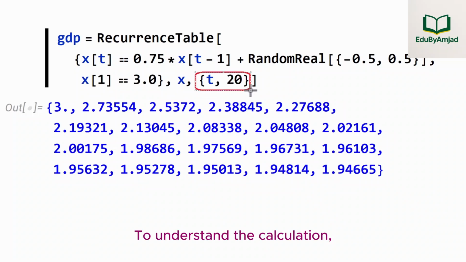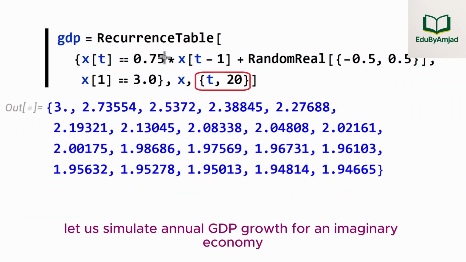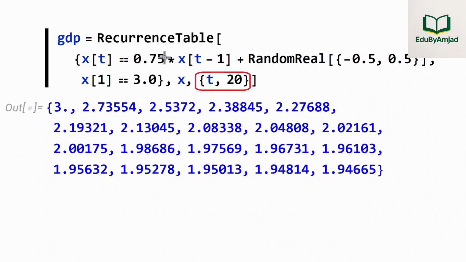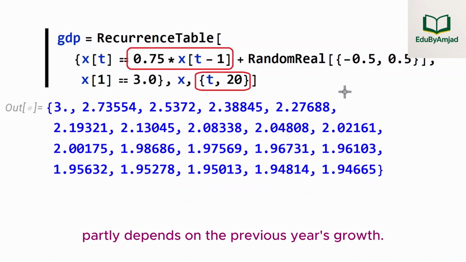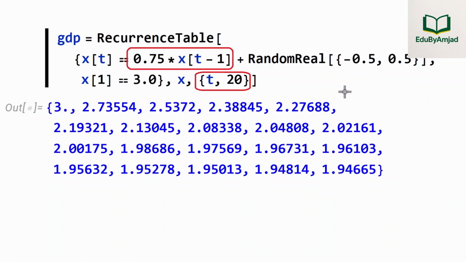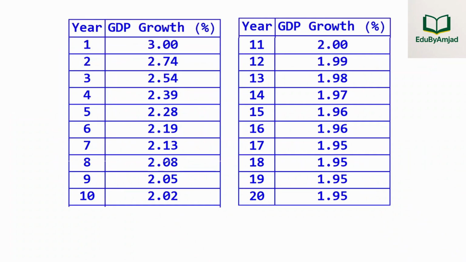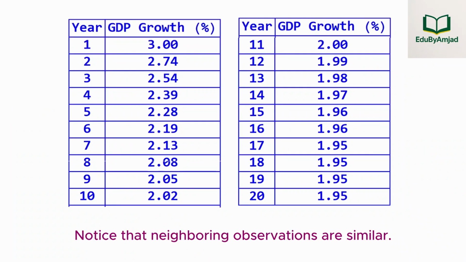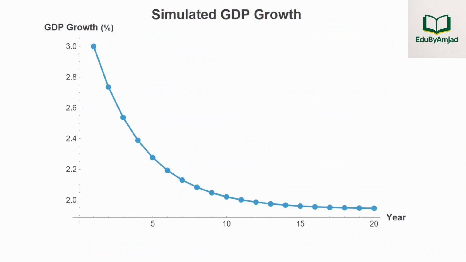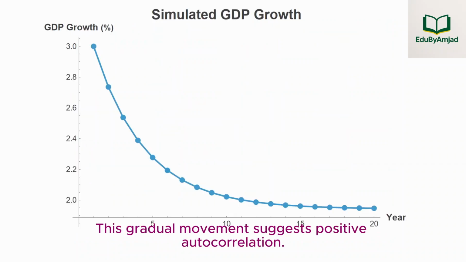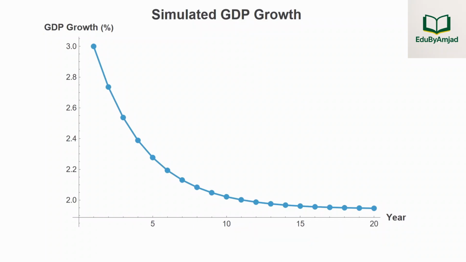To understand the calculation, let us simulate annual GDP growth for an imaginary economy over 20 years. The data are generated so that each year's growth partly depends on the previous year's growth. Notice that neighboring observations are similar. This gradual movement suggests positive autocorrelation. But how can we measure it?